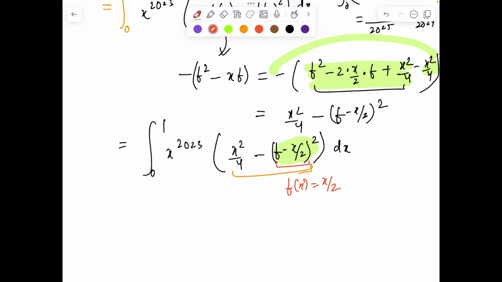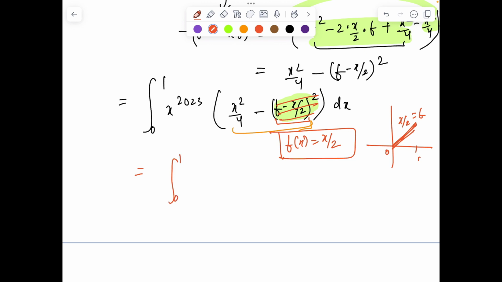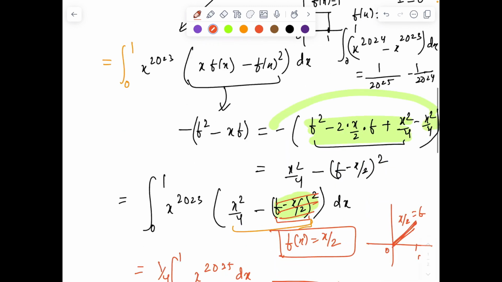So this part is variable, and clearly since it's non-negative, the minimum value will be when f(x) is x/2, which means the function is nothing but linear from 0 to 1. Under this condition, this quantity will simply die out, and the value of the integral I'm going to get is the integral of (1/4)x^2025 dx, which will give me 1/(2026 times 4). And that's the answer for this problem. So hope you get this question nicely.